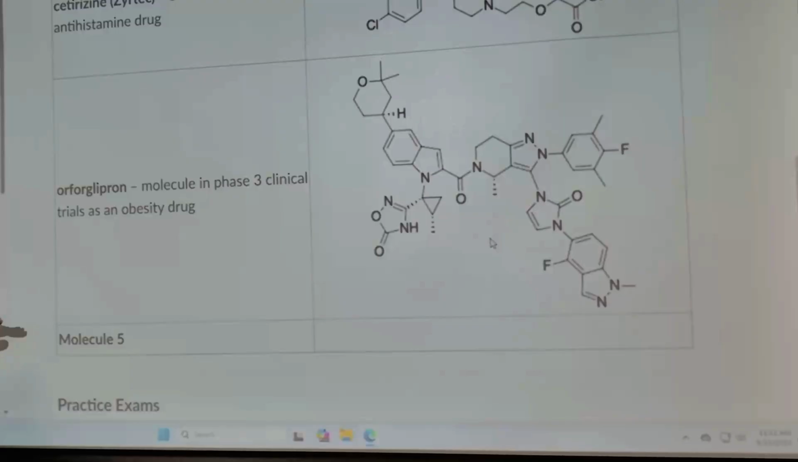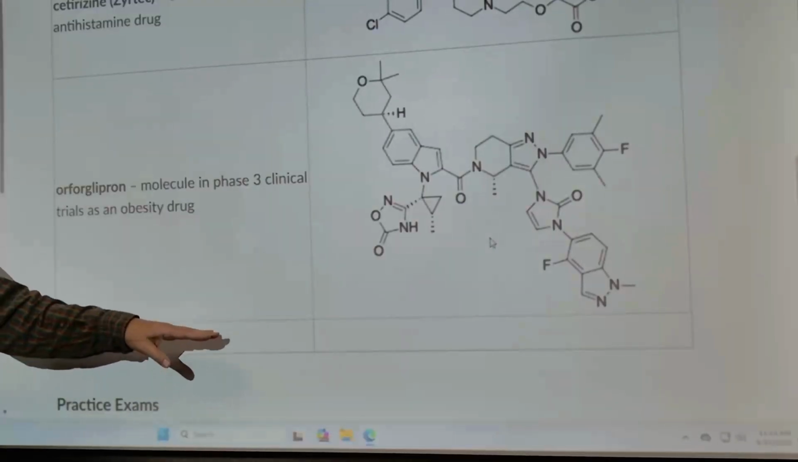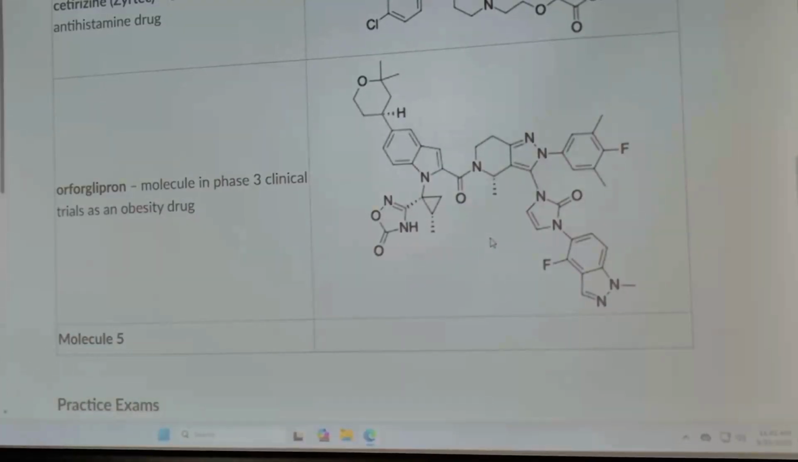So that's molecule of the day. I have one more for you Friday. It's going to be simpler. It's going to be a pretty small little molecule, but a fun one. Any questions about the exam?